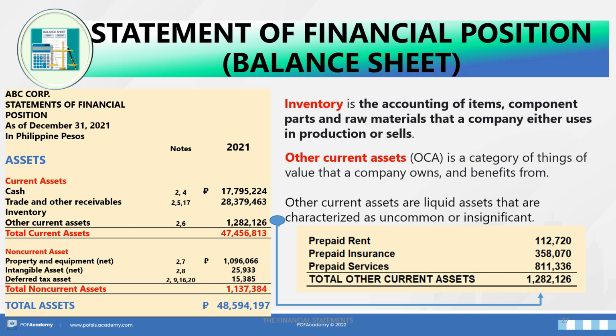Next, we have other current assets. This account is categorized as things of value that the company owns and benefits from. This account can be prepaid expenses such as prepaid rent and prepaid insurance. In our example, we have 1.2 million as other current assets.